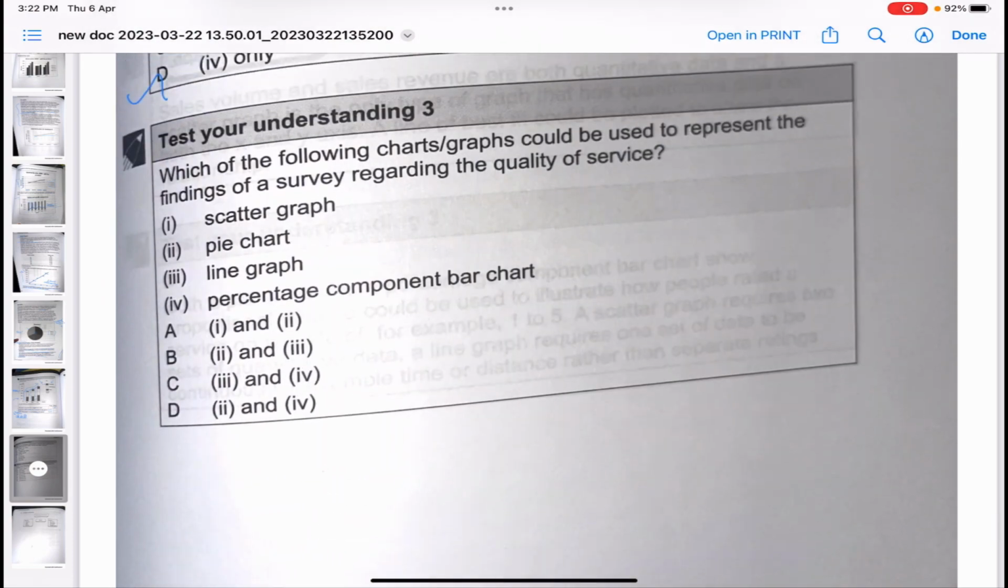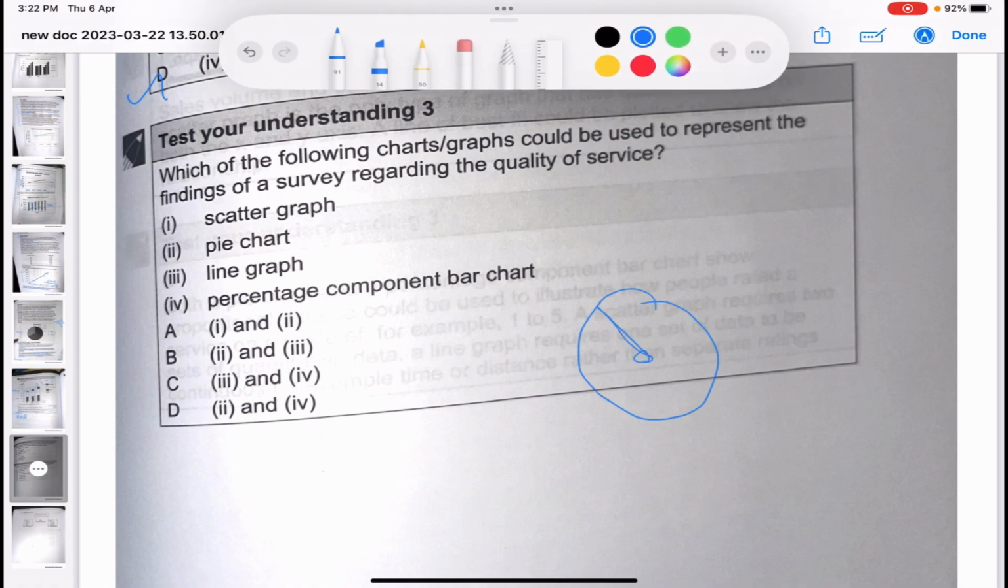Which of the following charts and graphs could be used to represent findings of a survey regarding the quality of a service? So for the quality of a service, you have a survey. How are you going to represent that? Think about it. You can see something like 60% of people said it is bad, and the rest said it is good. You can show it in a pie chart like this. You can also show it in a bar chart, that they said it is good, they said it is bad.